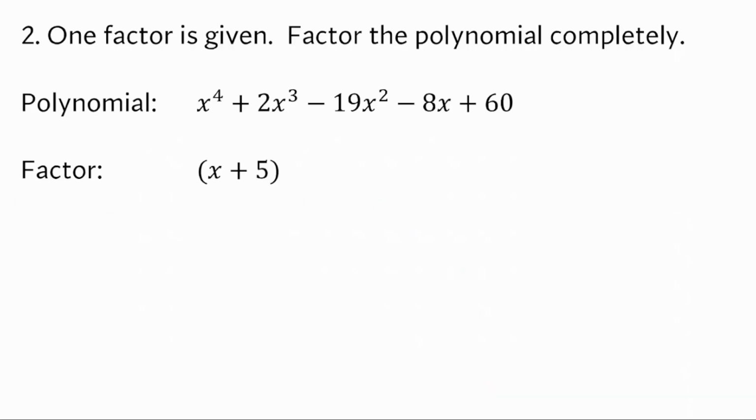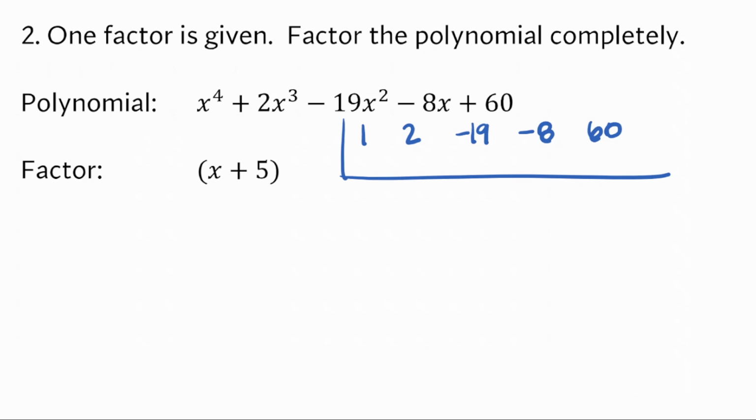All right, in the case where we're given one factor and we're asked to find the rest of them, we're going to run the first factor through using synthetic division and then hopefully be able to factor whatever we're left with. So 1x to the 4, 2x to the 3, negative 19x to the 2, negative 8x, and positive 60, divided by x plus 5. I need to put negative 5 through there.